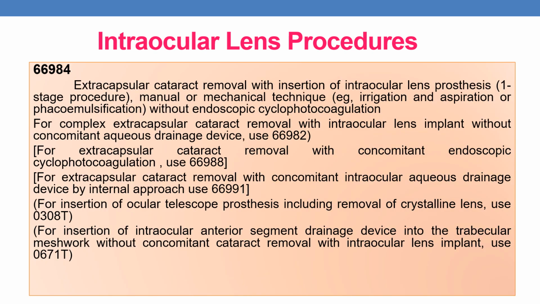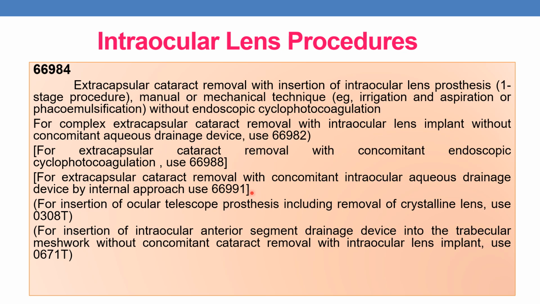The next CPT is 66984, extracapsular cataract removal with insertion of intraocular lens, manual or mechanical technique, for example irrigation and aspiration or phacoemulsification, without endoscopic cyclophotocoagulation. If it is complex, the CPT is 66982. This is simple, that is, it is not complex. Then it is 66984. And for extracapsular cataract removal with concomitant endoscopic cyclophotocoagulation, the CPT is 66988.